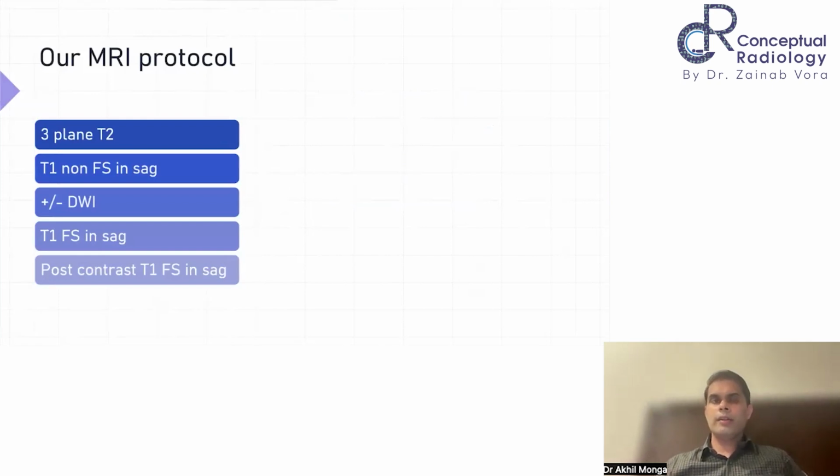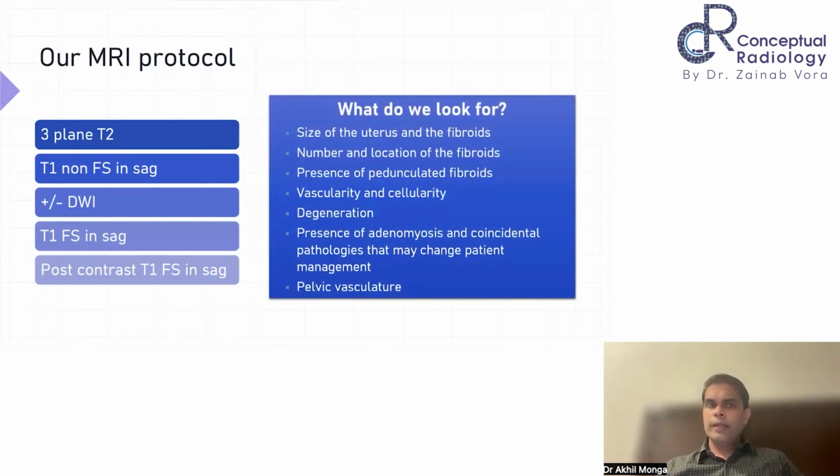We get an MR after the ultrasound. Ultrasound is where we usually diagnose this. And from there, we do an MRI protocol. We do three-plane T2, a T1 non-fat sat, T1 fat sat, and a post-contrast sagittal. On the basis of these, we figure out the size of the uterus, the number of fibroids, the size of the fibroids, the location, whether they are pedunculated, whether they're vascular, whether they have already degenerated. Because sometimes fibroids with pain and degeneration will not perhaps give that kind of result because the area is already degenerated. The vascularity has nothing to do with it.